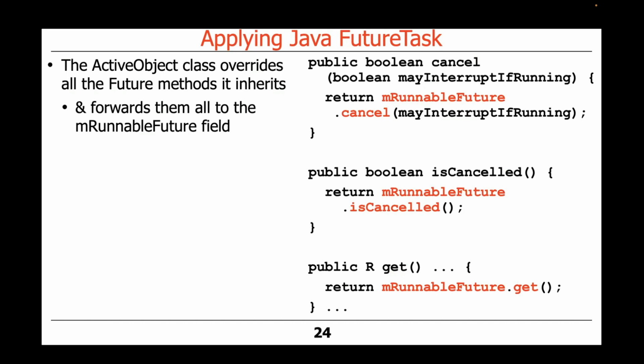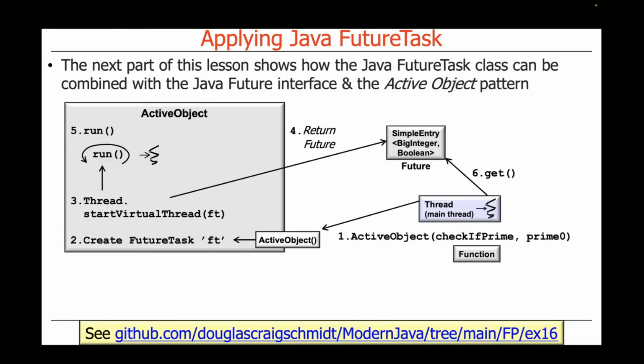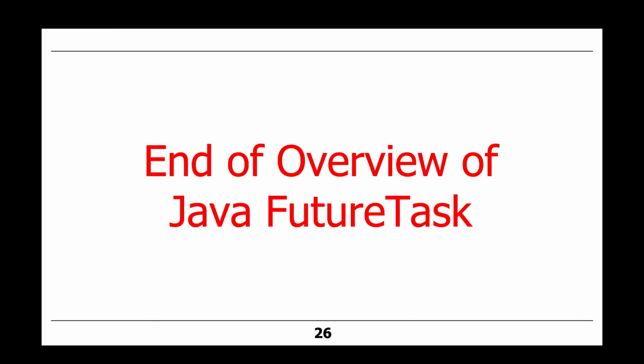So this is how we're going to be able to connect together the world of the future task, which is going to run this computation in the background, with the set of methods exposed by the Future interface inherited by the ActiveObject class. And we'll take a look at this in more detail. The next part of this lesson, which we're going to look at in just a moment, shows how the FutureTask class can be combined with the Java Future interface and the ActiveObject pattern to do all these cool things. And it's a really nice example of stacking together various features that are part of older Java, the object-oriented part of Java, as well as modern Java, and then being able to create a nice, helpful, reusable abstraction like ActiveObject, and then apply it to something useful. So that's the end of the introduction to Java FutureTask.